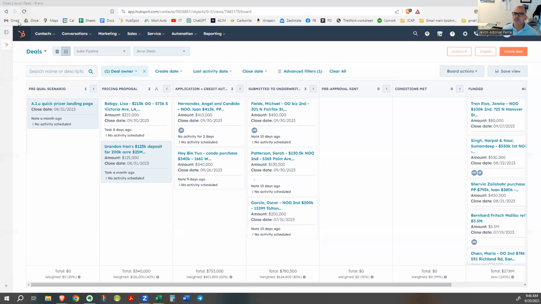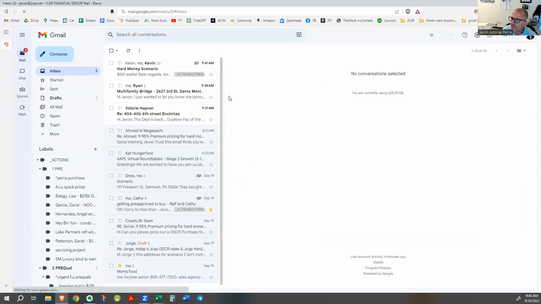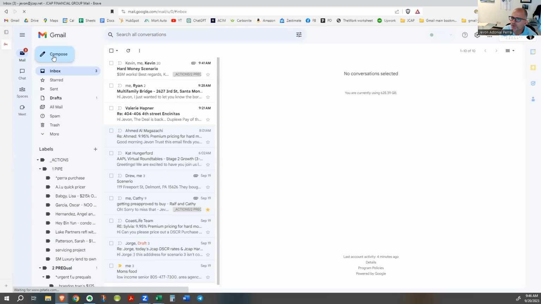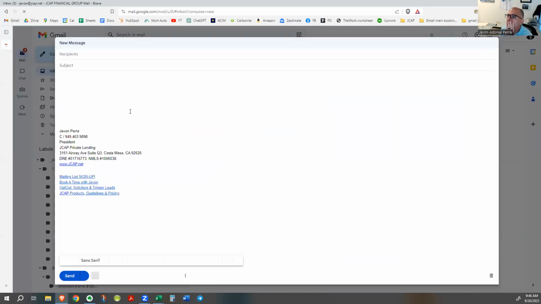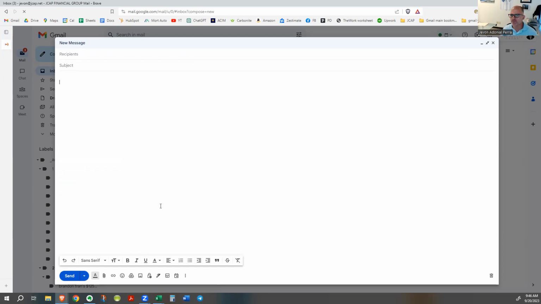Okay, so email templates are going to go into our Gmail. You're not going to have all of these templates, but you're going to have some of them. So go into compose an email. Hopefully your email pops up big like that. Glorious. I'm going to delete my footer just so we can see the templates.